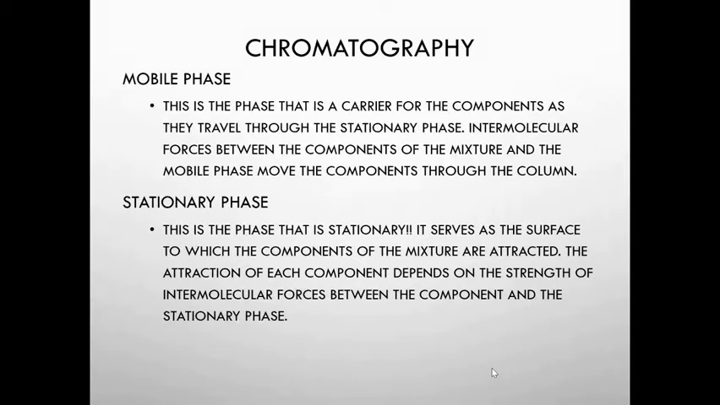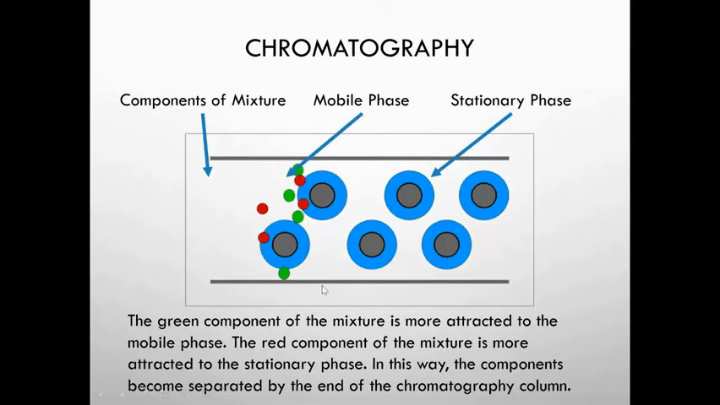And again, the mobile and stationary phase have different polarities, and so the components of the mixture are going to be attracted to either the mobile phase or the stationary phase to different degrees. So in this animation that I have here, the components of the mixture are the red and green dots that are mixed together, and they start on the left-hand side.